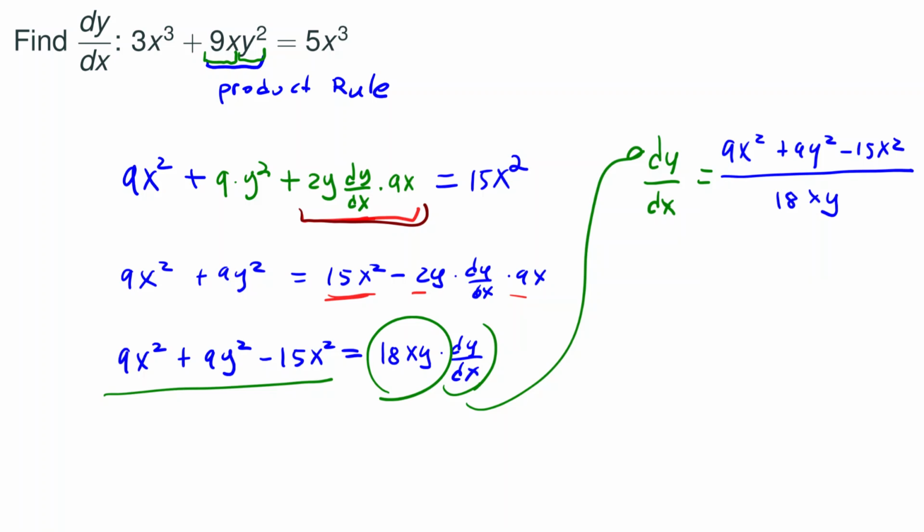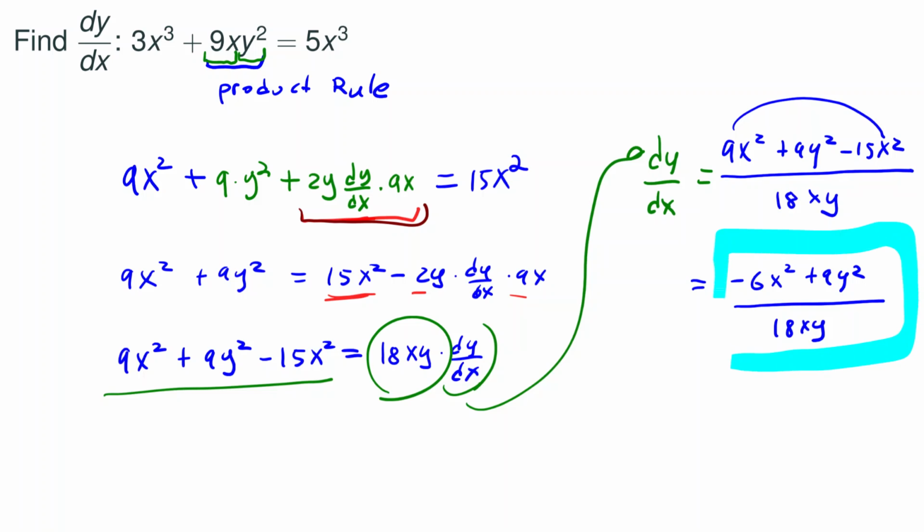We can actually collect like terms here. I didn't see that earlier, but that will give us negative 6x squared plus 9y squared over 18xy. So this is the derivative of y with respect to x. This right here.